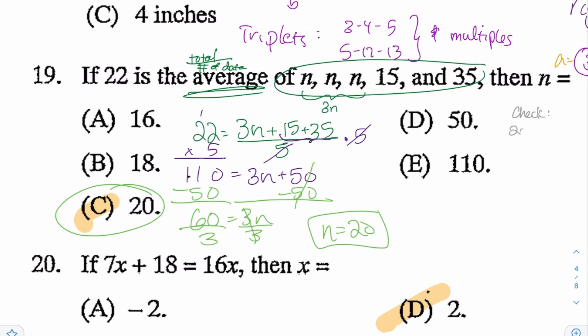Now you can also check your work. So you want to find the average of 20, 20, 20, 15, and 35. If you add everything together, the total will just be 60 plus 50, or 110, divided by 5. That's equal to 22. And that's the average.